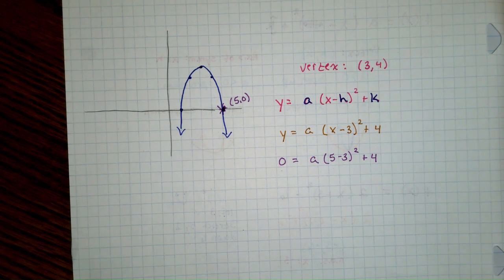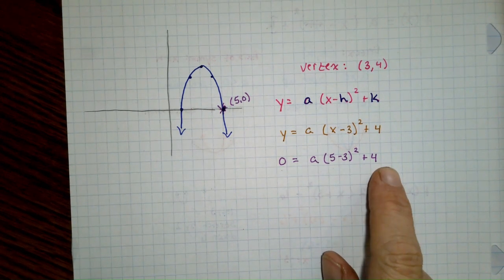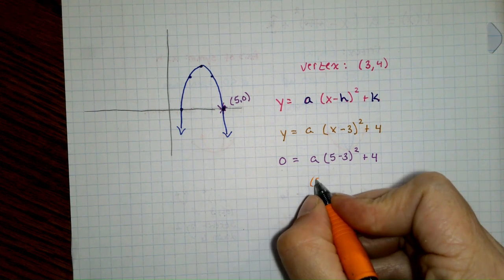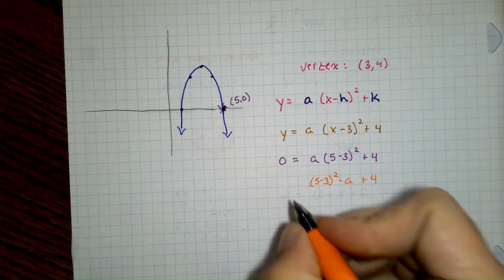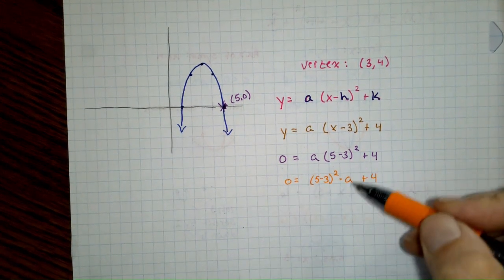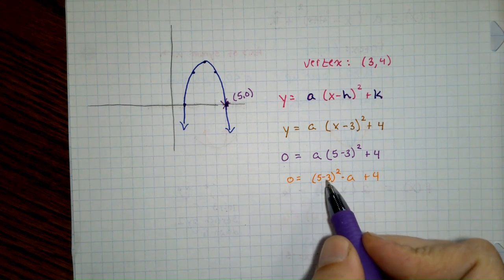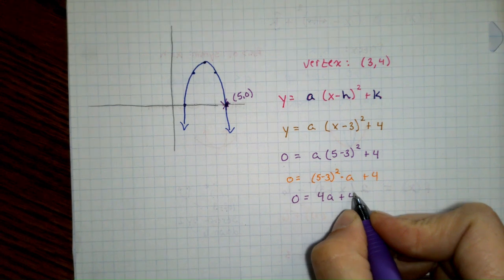Now here's where people mess up, is they think that they can just do 5 minus 3 squared and get that and add 4. But you see how this is multiplied by A? This is the same thing as saying 5 minus 3 squared times A plus 4. So just by commuting that order, it's the same exact math, but it makes our brain think of it differently. Not sure why for some people, but hey, it happens. So 5 minus 3 is 2, and 2 to the second power is 4. So 0 equals 4A plus 4.